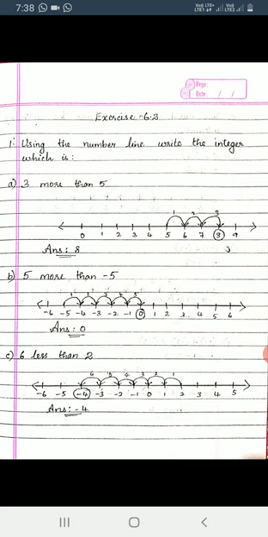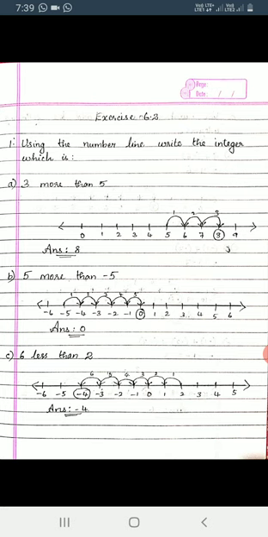So what we are going to do? First, we will find where 5 is. From 5, there is 3 more than that. So find where 5 is. From there, make 3 jumps towards the right. If it is more than or plus, we should move to the right side. If it is less than or minus, then you should move to the left-hand side. Now here it is more than, so we should move to the right.